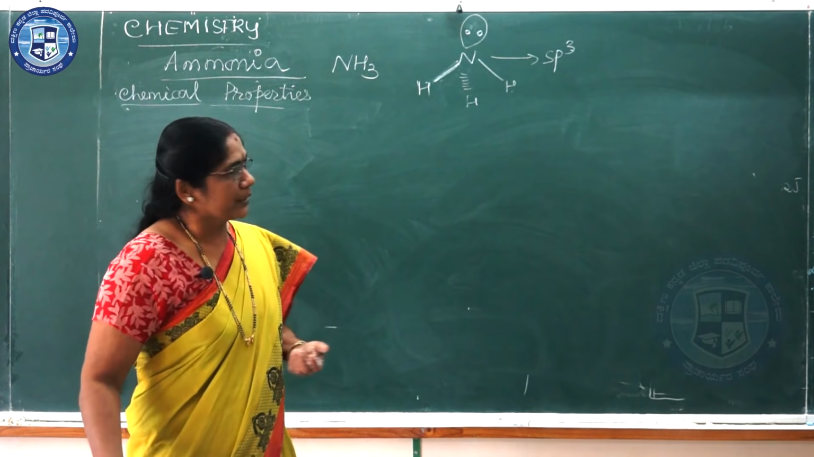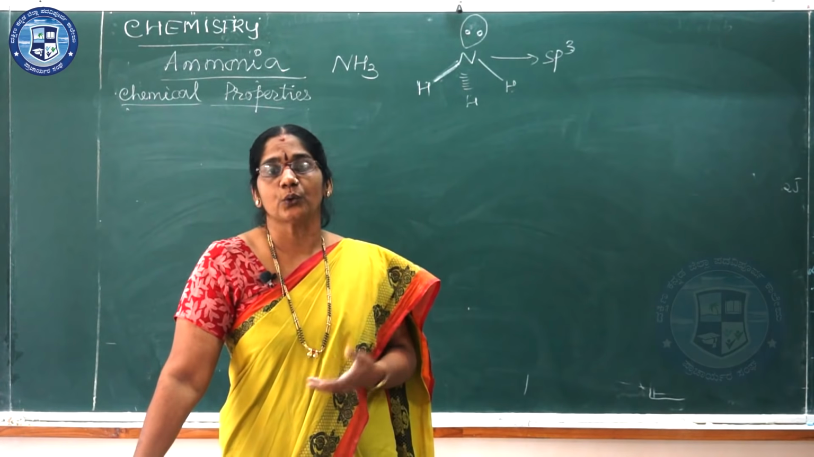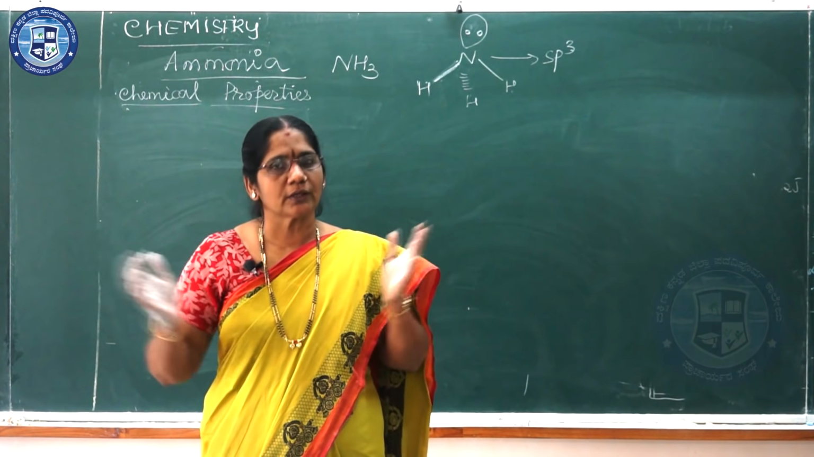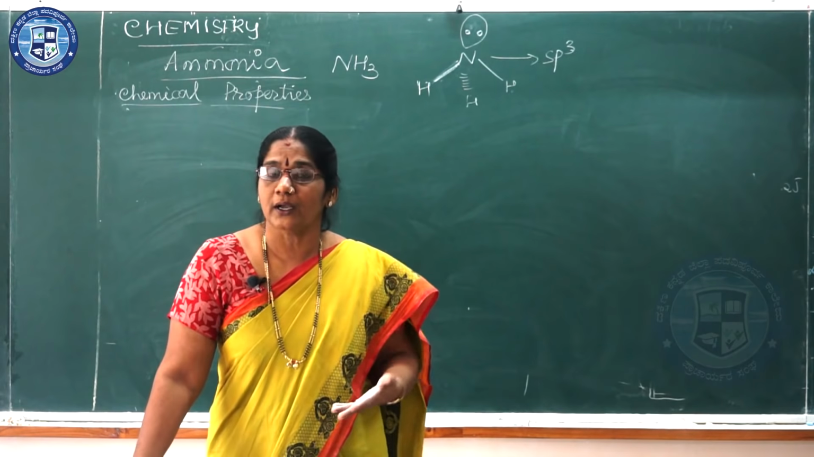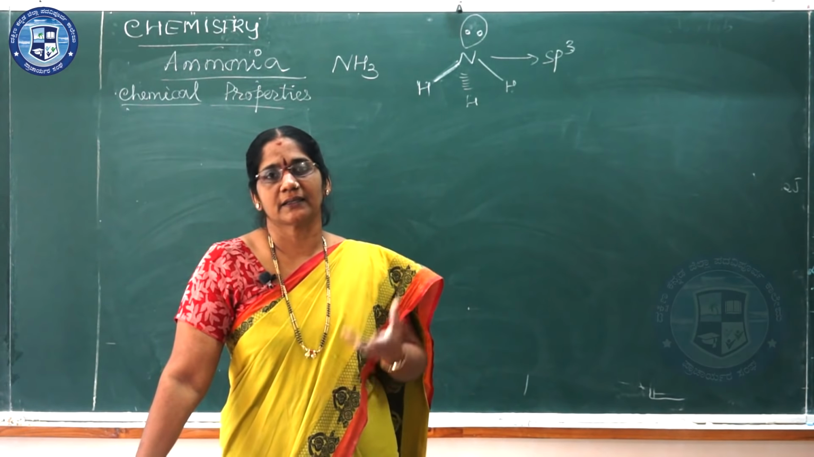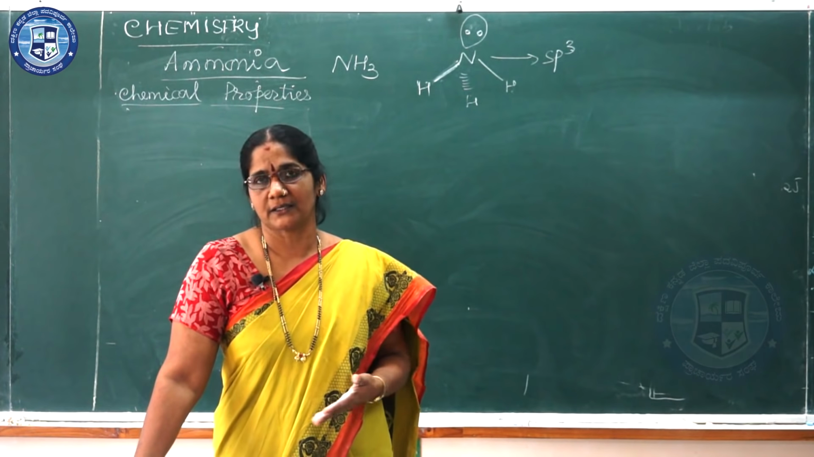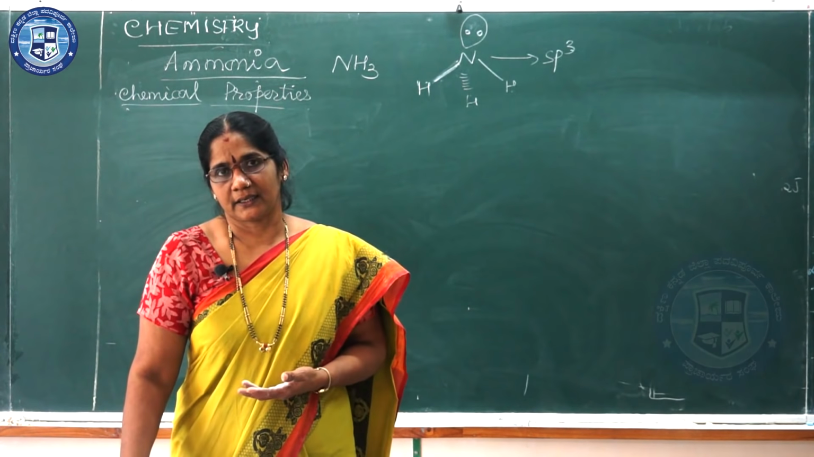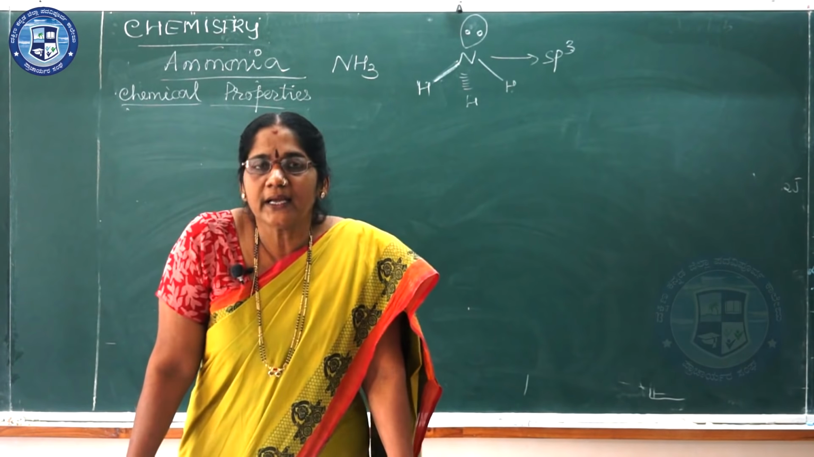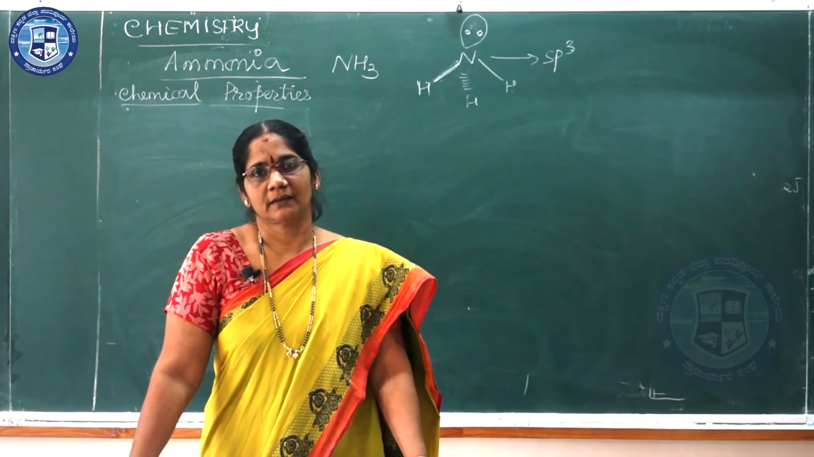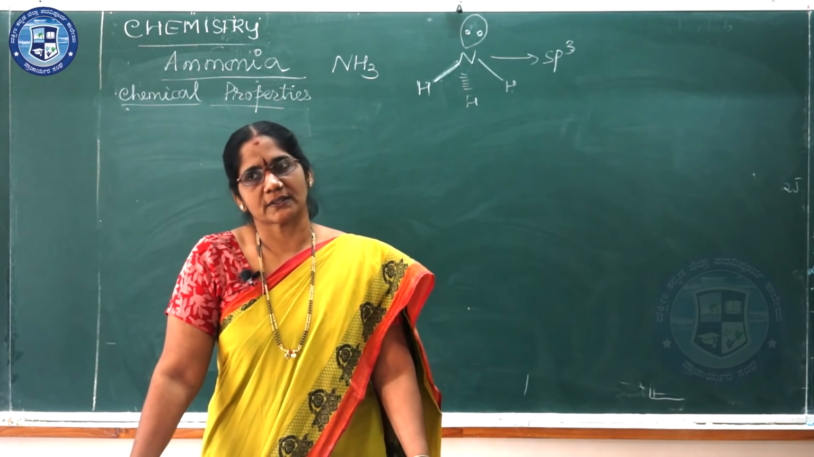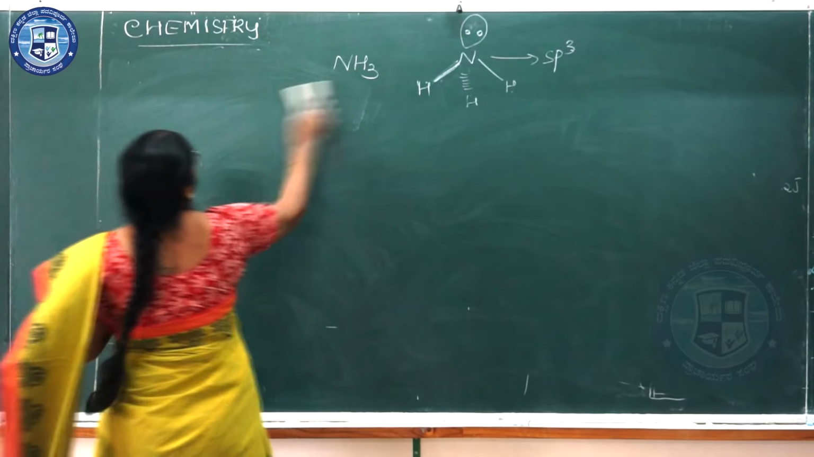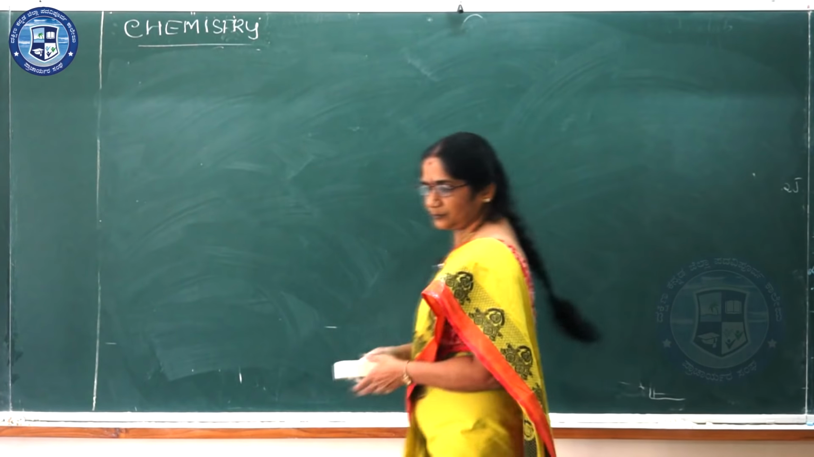Then liquid ammonia is used as a refrigerant due to high enthalpy of vaporization. When it vaporizes, it takes out lot of heat from the surroundings and surroundings get cooled. On repeating this method, the surrounding can be cooled to very low temperature. Therefore, liquid ammonia acts as a refrigerant. So this is all about ammonia, its preparation and properties, uses. Next we will take another compound of nitrogen, that is nitric acid.